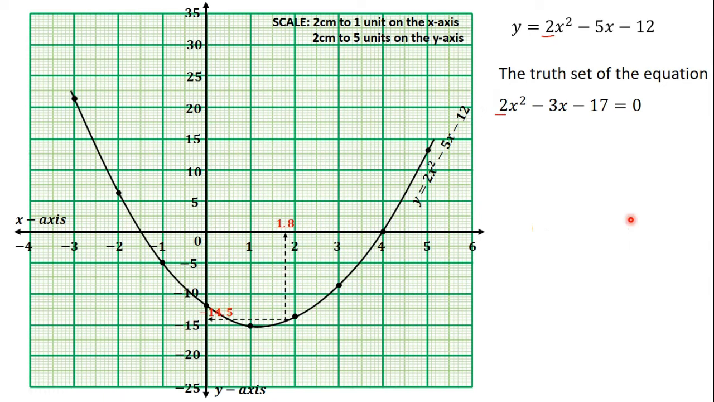In the video on using the graph of a quadratic function to find the solution of another quadratic equation, which is video number 42 in this playlist, we learned that if the coefficient of the quadratic term in the function is the same as the coefficient of the quadratic term in the equation, then we will subtract the equation from the function. So here, we are going to subtract the equation 2x squared minus 3x minus 17 from the function, which is y is equal to 2x squared minus 5x minus 12.